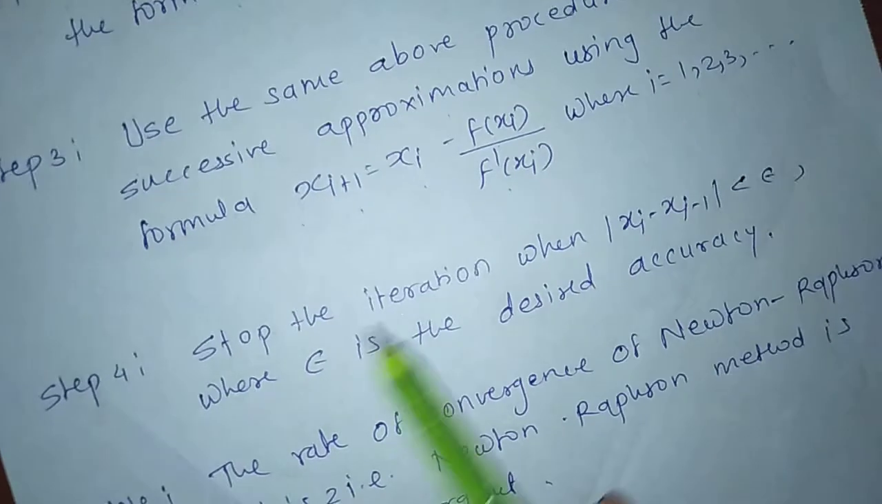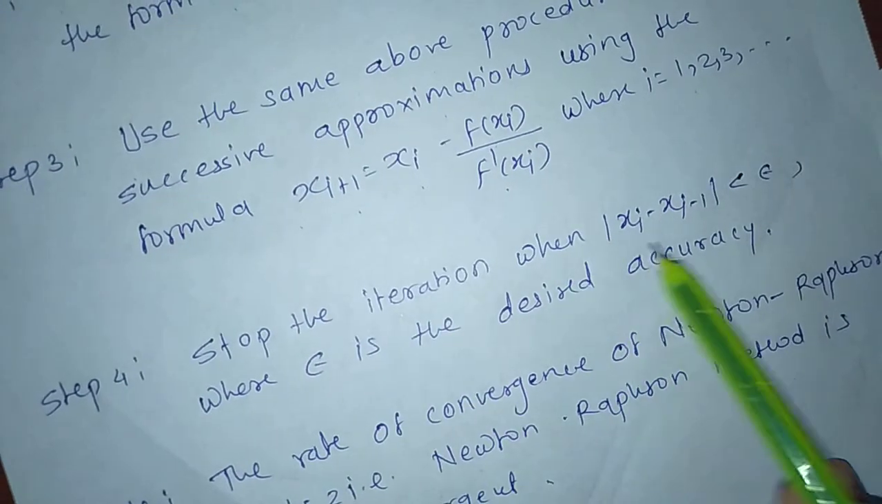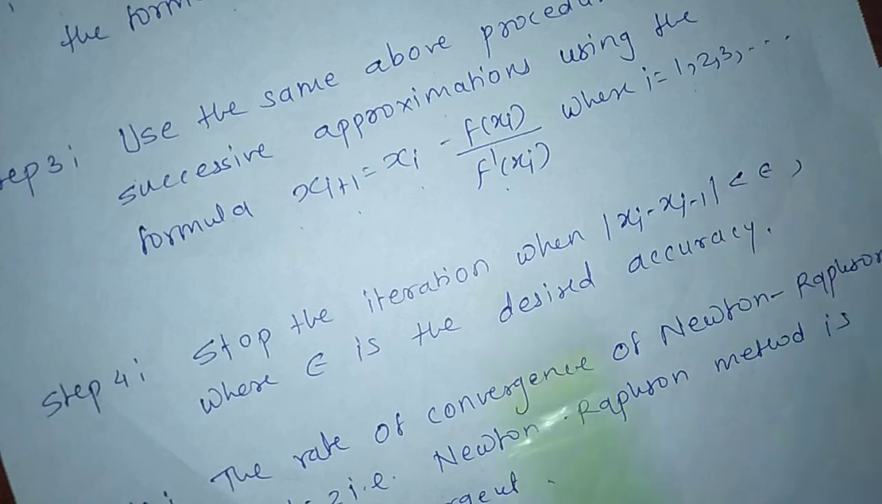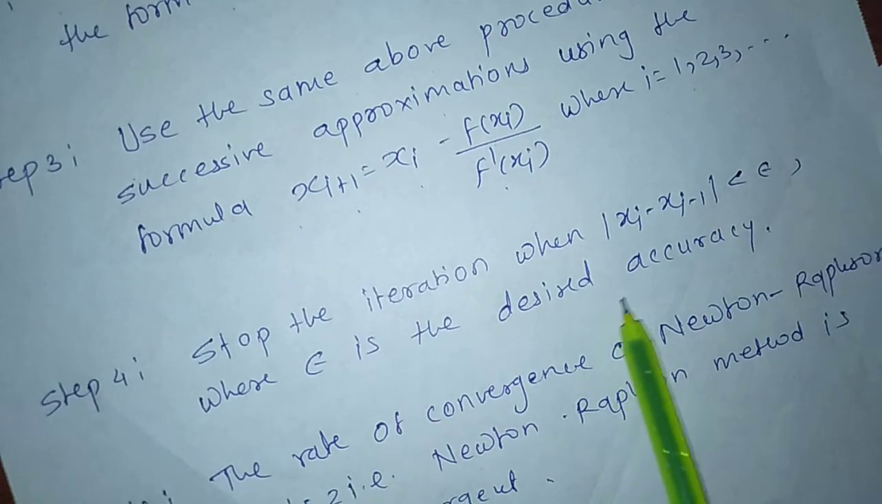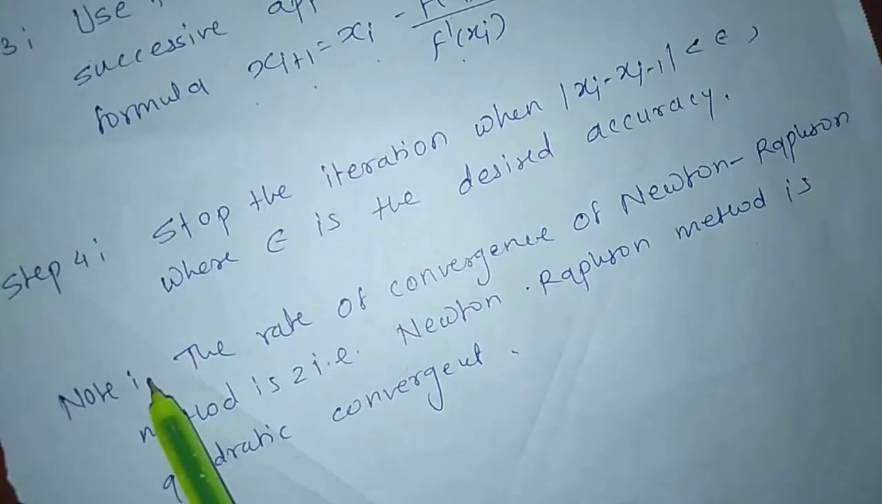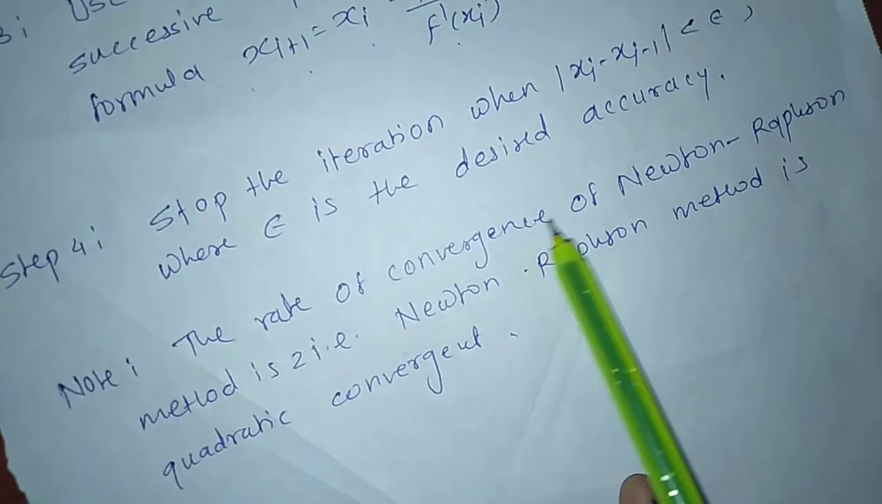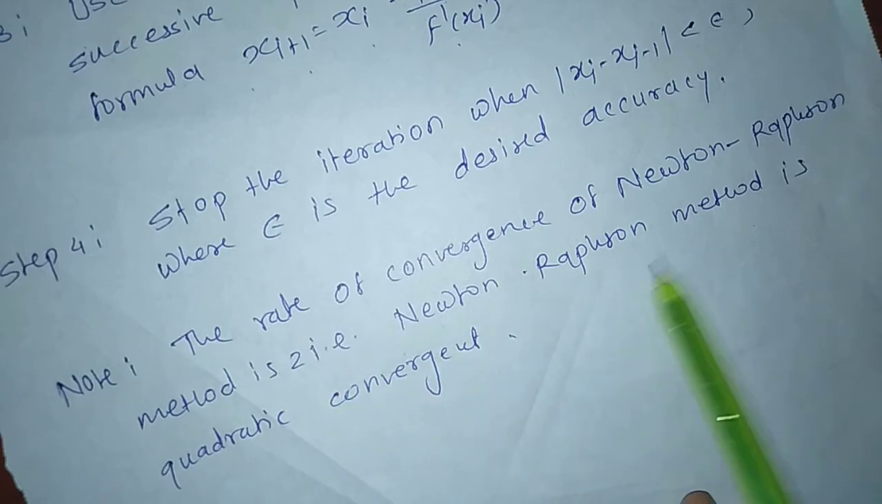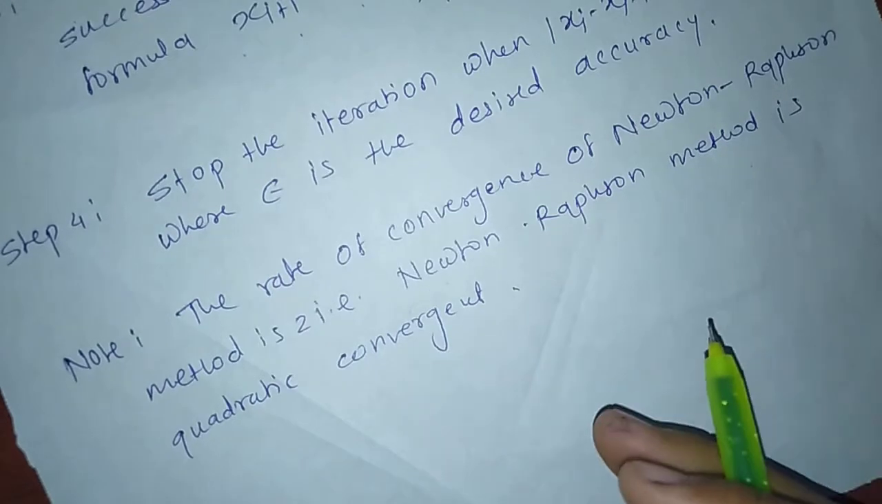In step 4, stop the iteration when mod of x i plus 1 minus x i is less than epsilon, where epsilon is the desired accuracy. Note, the rate of convergence of Newton-Raphson method is 2, that is, Newton-Raphson method is quadratic convergent.